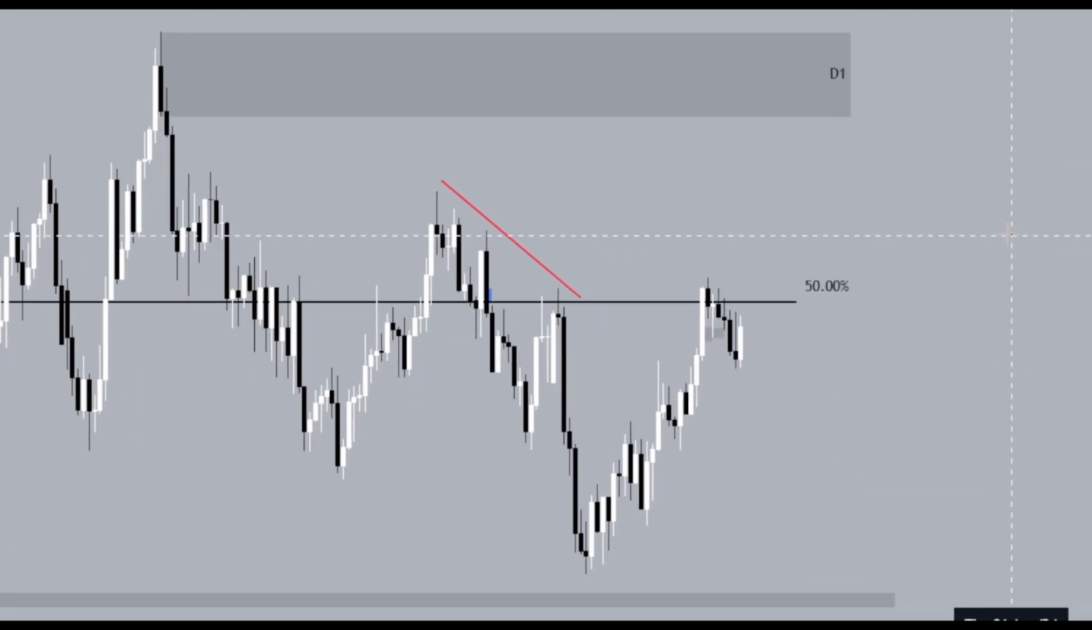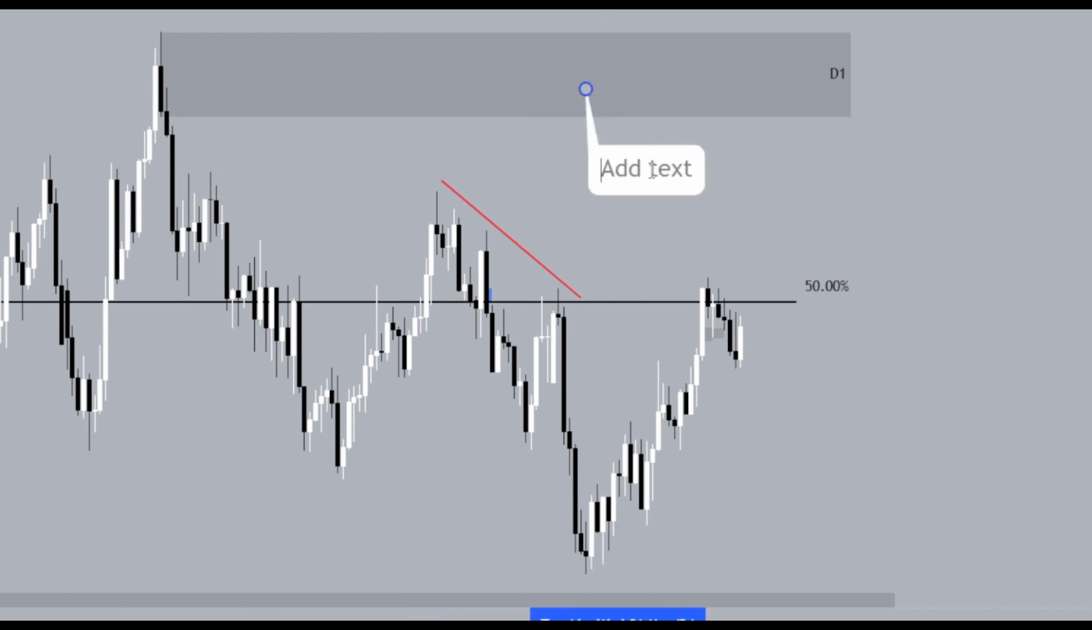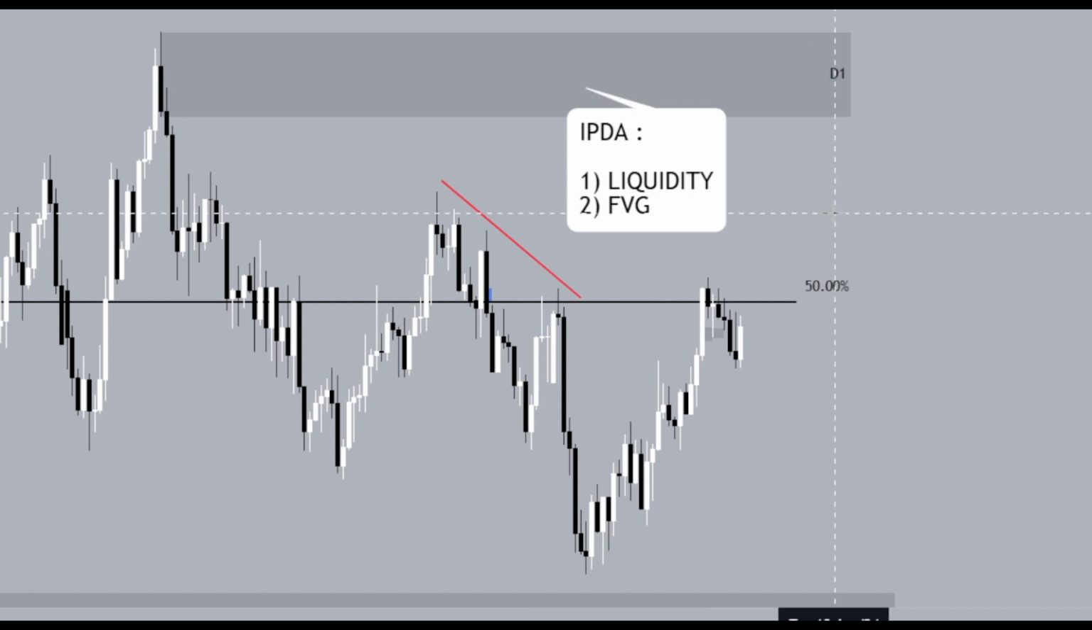So we understand from an interbank price delivery algorithm perspective, right? We understand that the IPDA will seek two things, two things I've just mentioned. The IPDA will seek liquidity, and the IPDA will seek to fill fair value gaps in price. So liquidity and fair value gaps. Two things that the market will seek for higher prices, which is what I think the market is likely to do next.